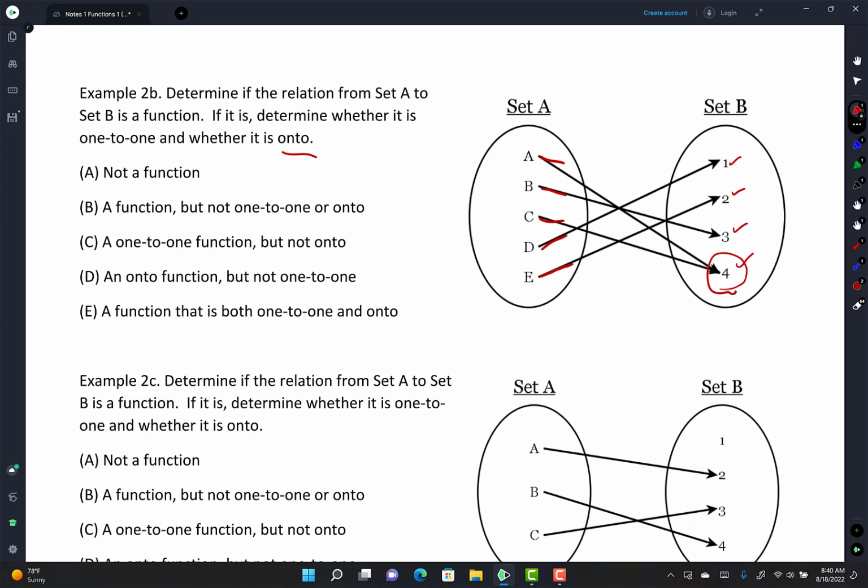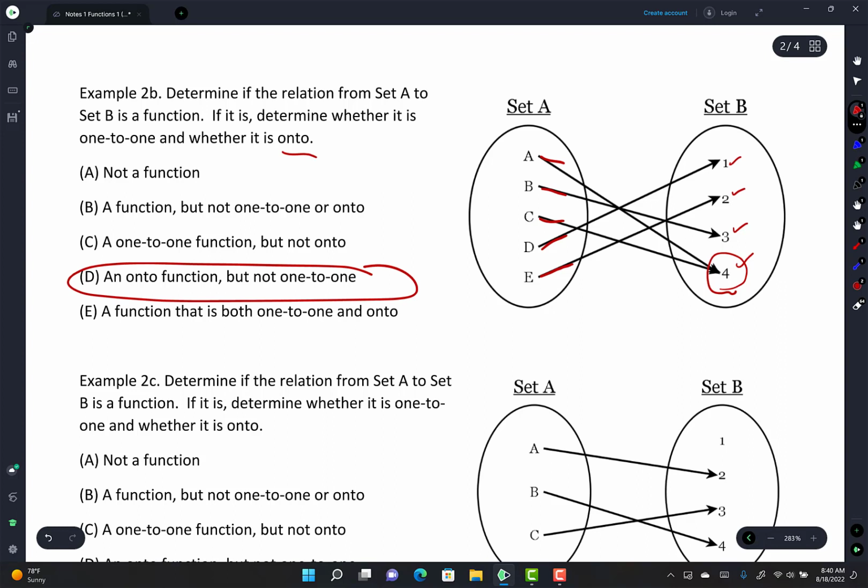So what letter is that? A function, but not one-to-one, or onto? Nope. A one-to-one function, but not onto? Nope. An onto function, but not one-to-one. There it is, letter D. How come you guys didn't tell me letter D? An onto function, but not one-to-one, because of the number 4 there.